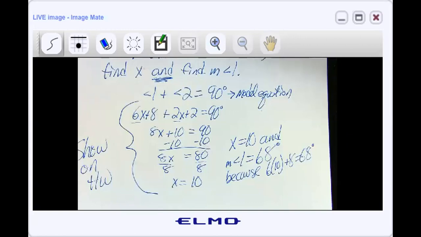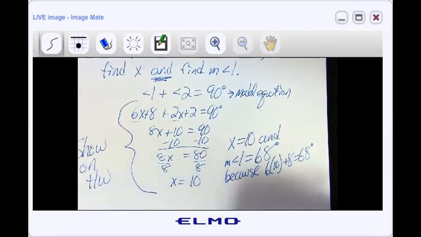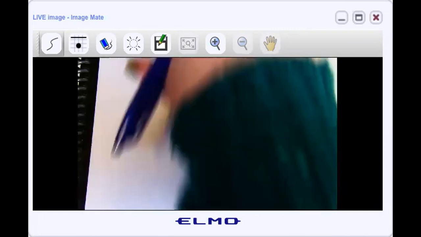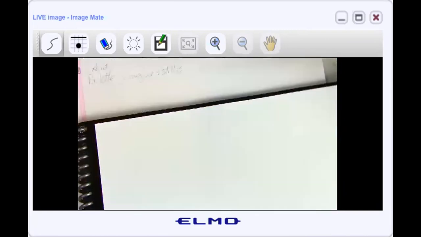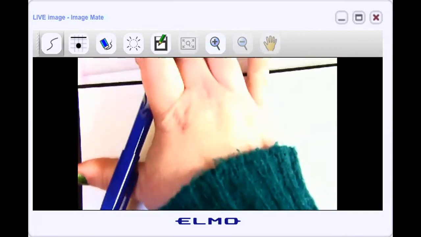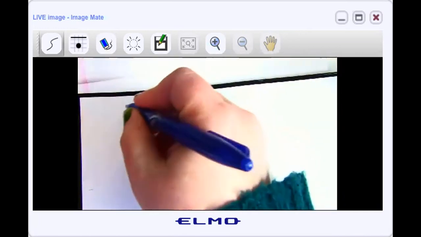Okay, now we're going to switch on over to supplementary, which works literally the exact same way, except they don't add to be 90. What do they add to? Does anybody know?